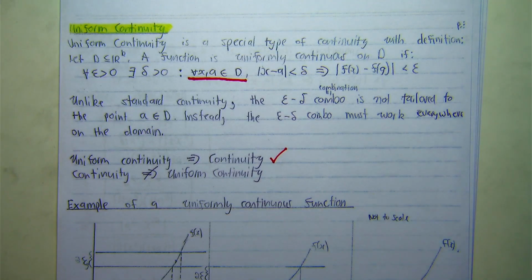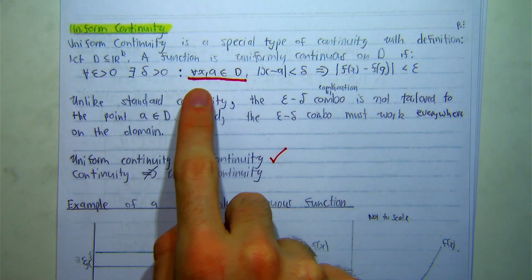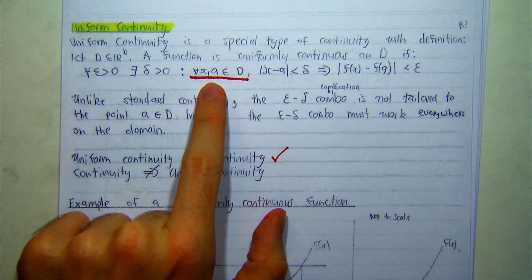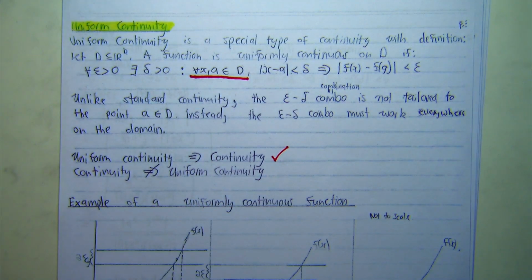Uniform continuity is a special type of continuity that is very similar to the standard definition, but differing slightly in the placement of the existence of a delta and the relationship between x and a based on that delta. And the key difference is that delta is actually independent of our a value.